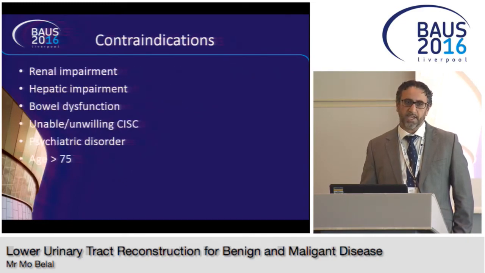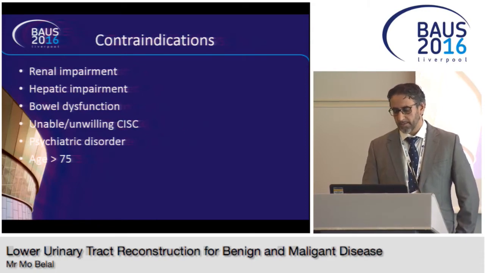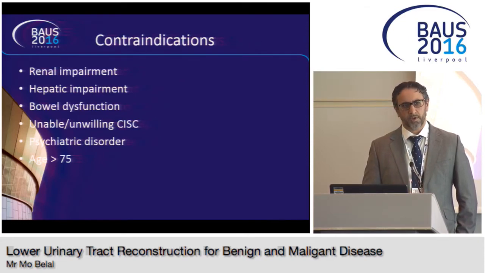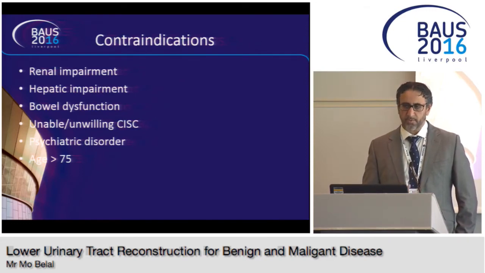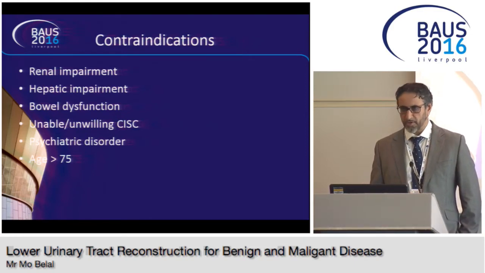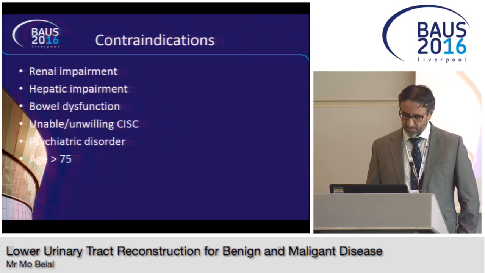In terms of contraindications, not surprisingly, renal impairment, a creatinine of 150 to 200 is not ideal. Hepatic impairment, and that's with ammonia, and to deal with the metabolic acidosis that can occur with these sorts of surgical techniques. Bowel dysfunction, predominantly Crohn's disease and ulcerative colitis, would preclude you from considering this. If they have a significant psychiatric disorder, then obviously you would try and avoid that. Age, I've given an arbitrary cutoff of 75. I'm sure we can argue about that.